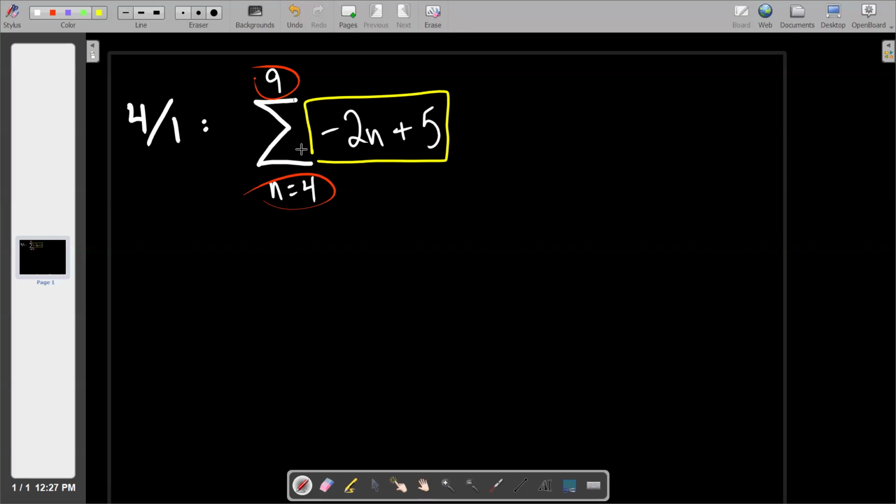And what we're going to do is find the fourth term, and then the fifth and the sixth and the seventh and the eighth and the ninth, and we're going to manually sum them together. That's what the language means. So the bottom number, when it says n equals 4, means start here. The top number says stop here. And the sigma is the notation that says find the sum of all of the terms that start here and stop here. Got it?